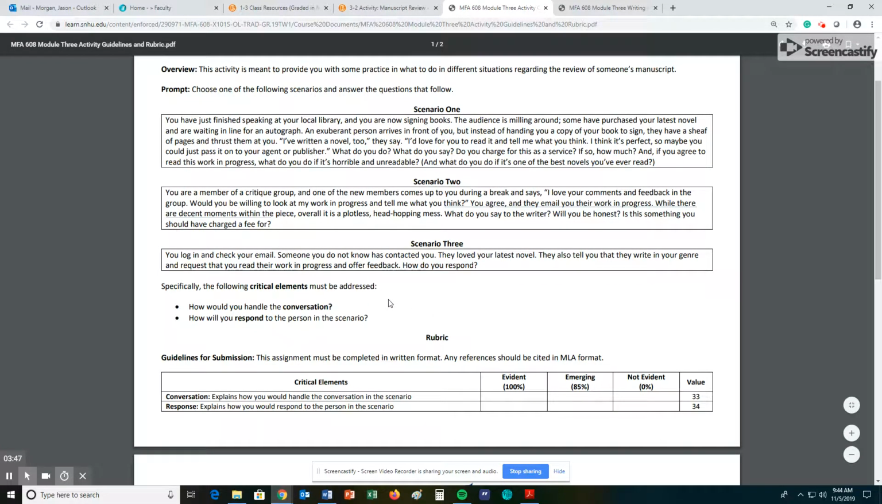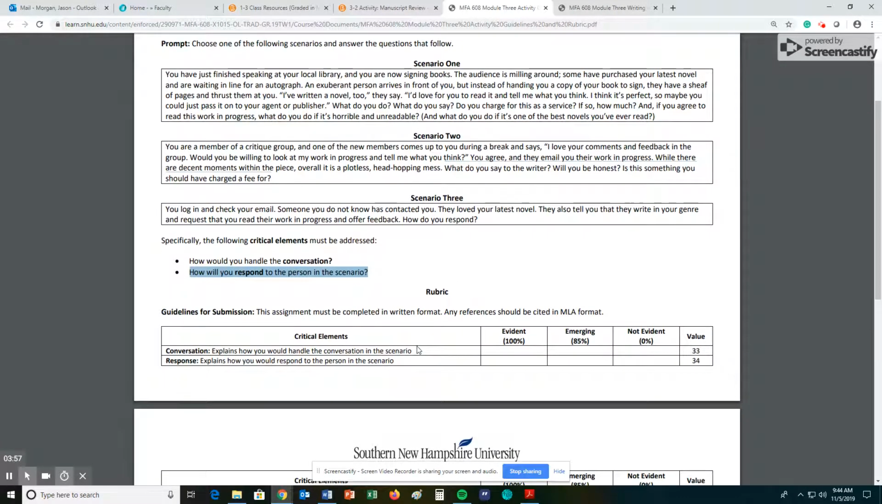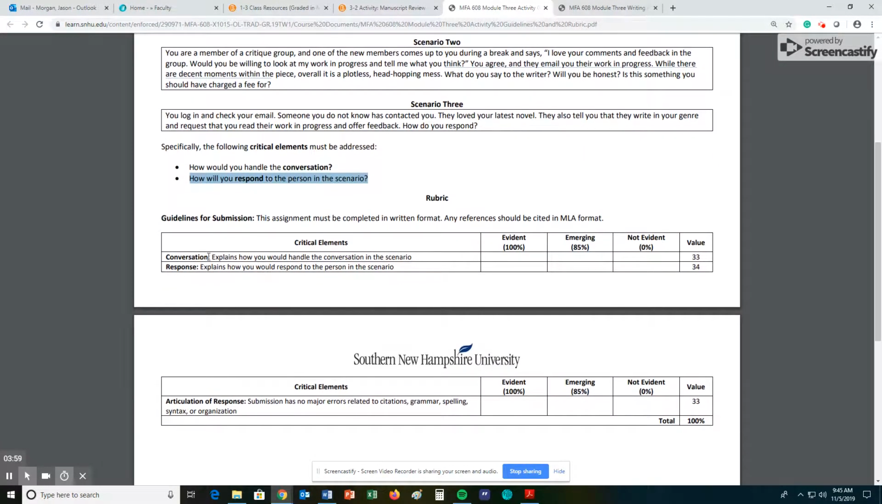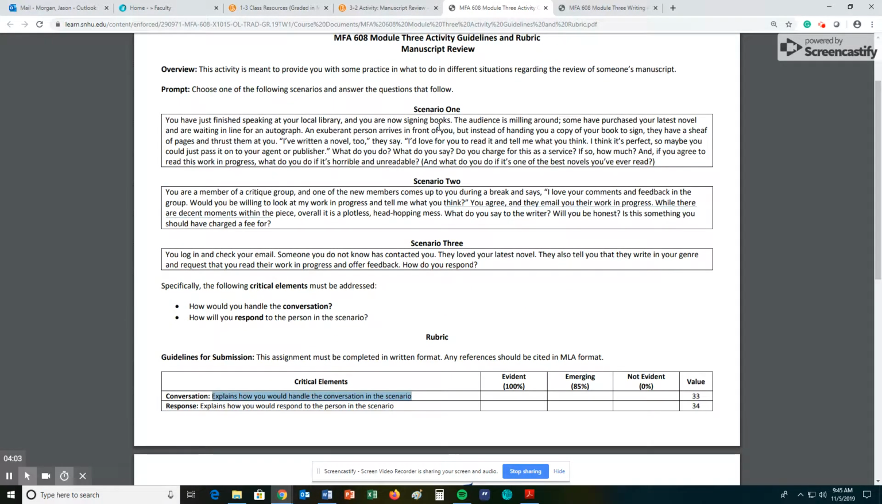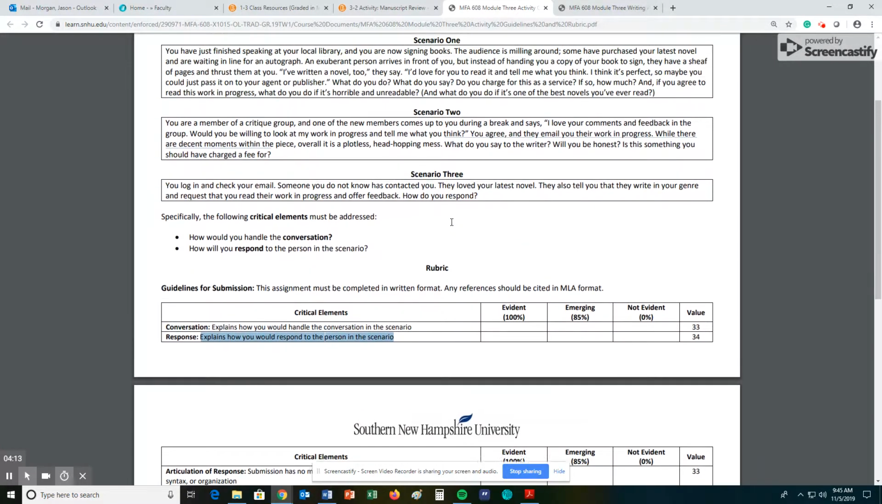What are you going to do with these scenarios? How would you handle the conversation? Maybe actually type out an email response. Or, whatever. So there's two parts to this, as far as the rubric goes. You can kind of see that here. Explains how you would handle the conversation in the scenario. So let's say you're actually having this face-to-face conversation. What would you say to them? And then the response is, how would you respond to the person in the scenario? It's like, well, isn't that the same thing?